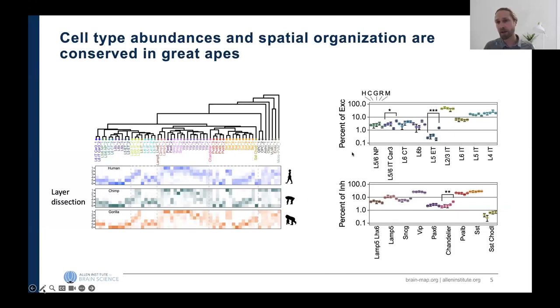And likewise, because this is single nucleus sequencing, we had some additional validation data that we've done also in the past that has shown that single nucleus profiling is relatively unbiased and allowed us to estimate abundances of different cell types. And what we saw is, again, similar to the laminar distributions being conserved, we saw quite similar abundances across these species, with larger differences in marmoset. But among the great apes, things look very similar.